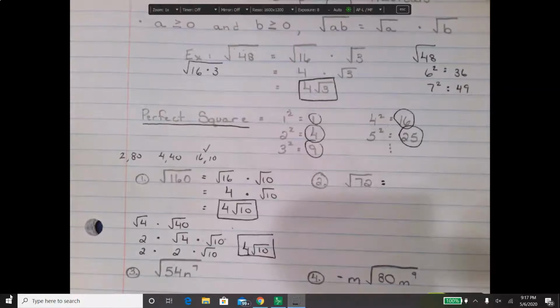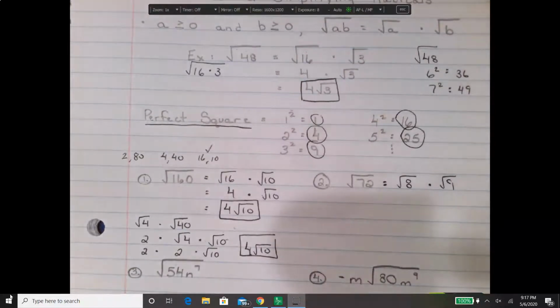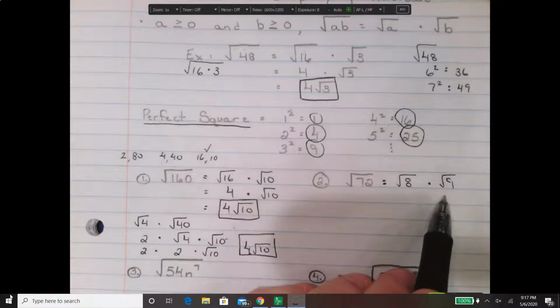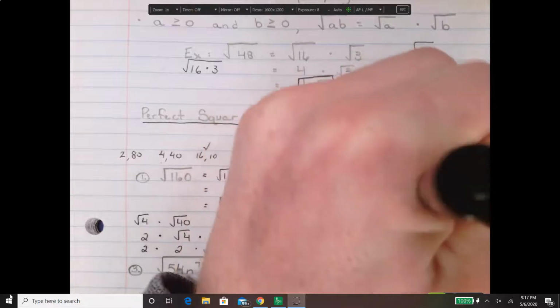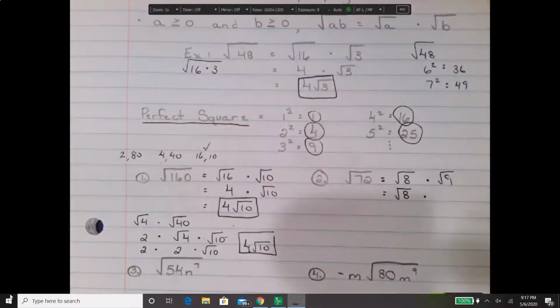So this is not a perfect square, so what can I multiply to make 72? Well, I'm going to jump the gun a little bit on this one, and I know I can multiply 8 times 9 to get 72. So if I do the square root of 8 times the square root of 9, are one of those a perfect square? And the answer is yes. 9 happens to be a perfect square. So let's go through and simplify this. So the square root of 8 times the square root of 9 is what?